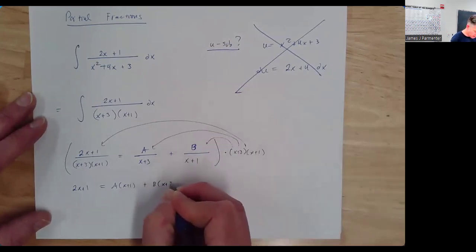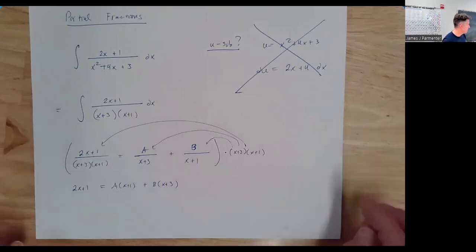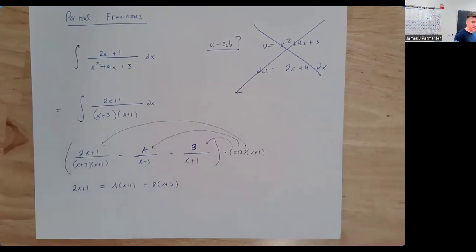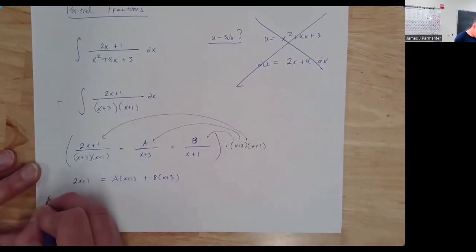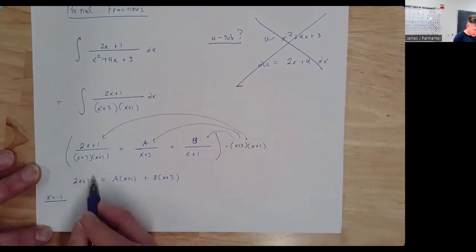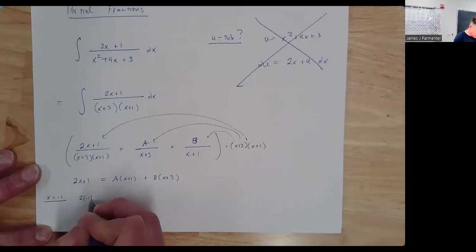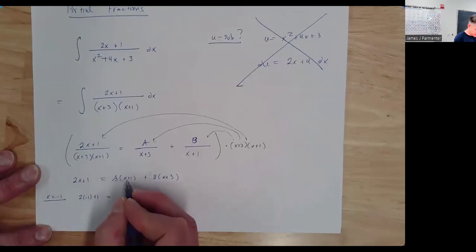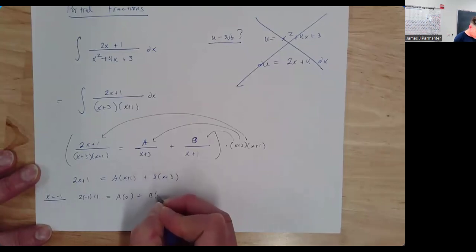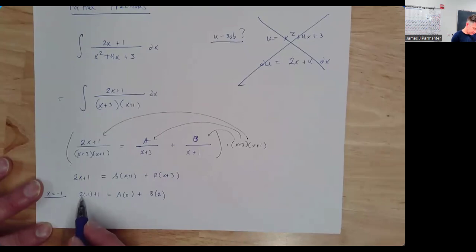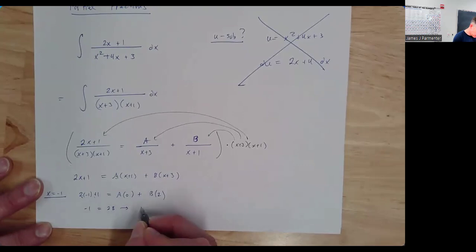There's lots of ways of going about solving this, but the easiest way to do this is to use what I refer to as the convenient values of x. The values of x that make one or more of these things equal to 0. So if we pick x equal to -1, and plug it in, well, we get 2 times -1 plus 1 equal to a times 0 plus b times 2. That's -2 plus 1, so -1 is equal to 2 times b. So b is equal to -1/2.